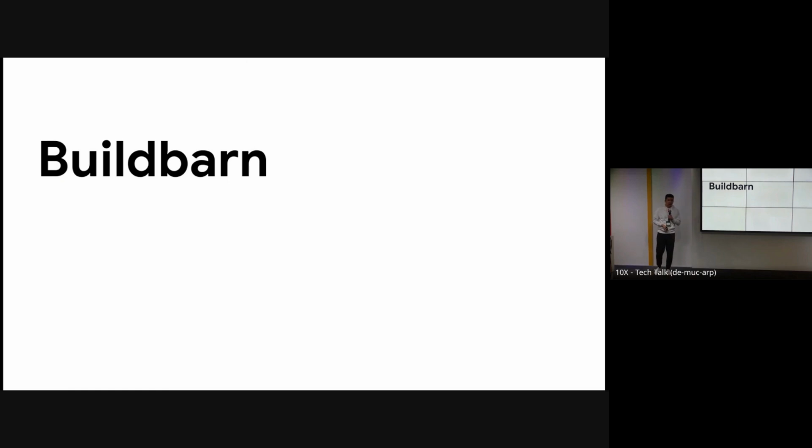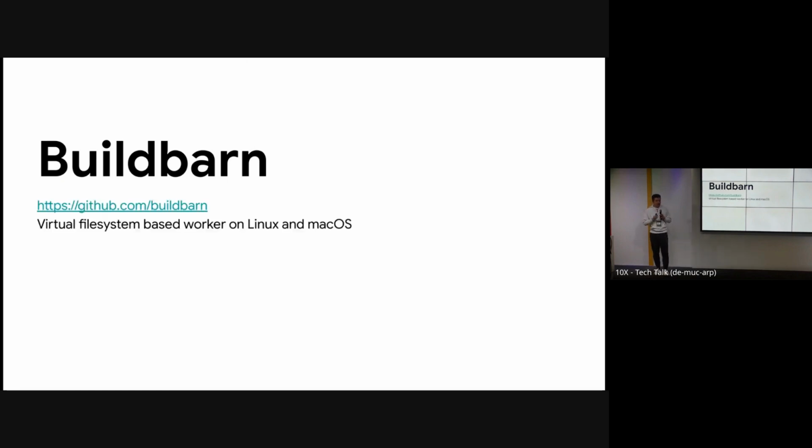Later on, we tried BuildBarn. There will be a talk dedicated to BuildBarn tomorrow, so I won't go into too much detail here. Now, BuildBarn has different kinds of file system-based workers. For example, on Linux and macOS, it has virtual file system-based workers, which are super efficient. On Windows, it has native file system-based workers. Now, for large projects like NeoX, the native file system worker took too much time to prepare all the input trees, so we can't use it.